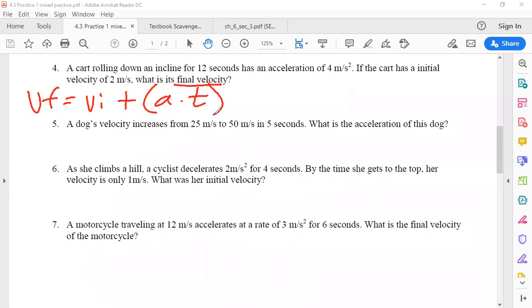We go to the problem and identify what VI is. It has an initial velocity of 2, so that's VI. The acceleration is 4, and the time is 12. So we take these values and punch them into the equation. 4 goes here, 12 goes here, 2 goes here, 2 goes here, right?